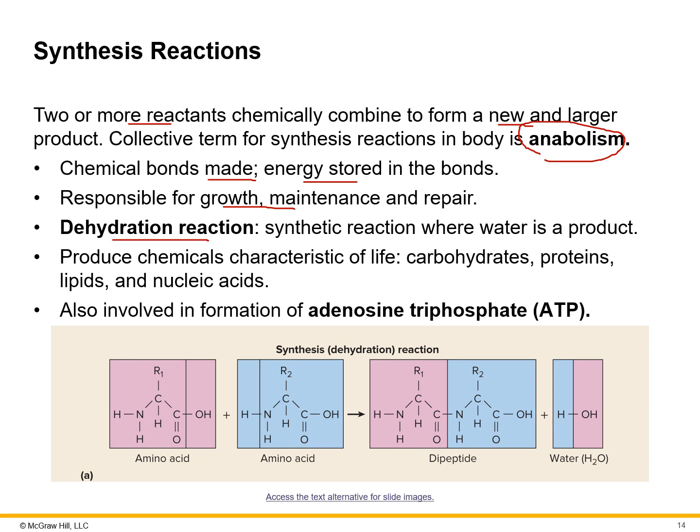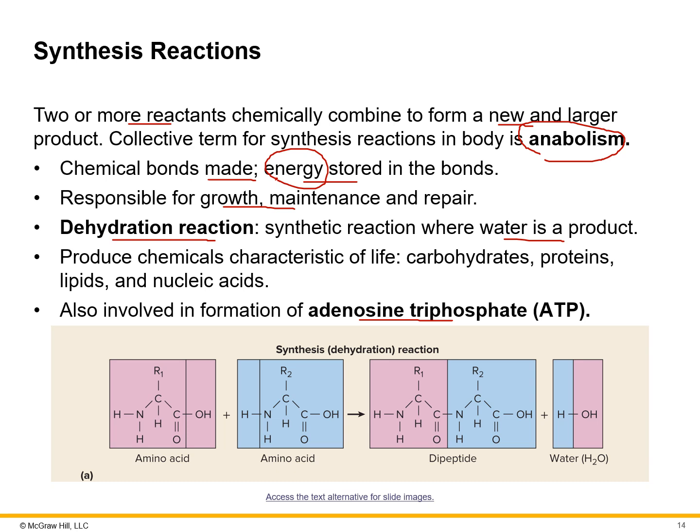These are referred to as dehydration reactions because water is one of the products. Now that's not the point. We're not trying to make water. It's just that during the process of forming a bond, water gets released, so it's called dehydration. Again, the point is to bring these molecules or atoms together to form a bond. Energy is stored in the bond, so that means energy has to be added. And that energy comes from a molecule called adenosine triphosphate, or ATP.